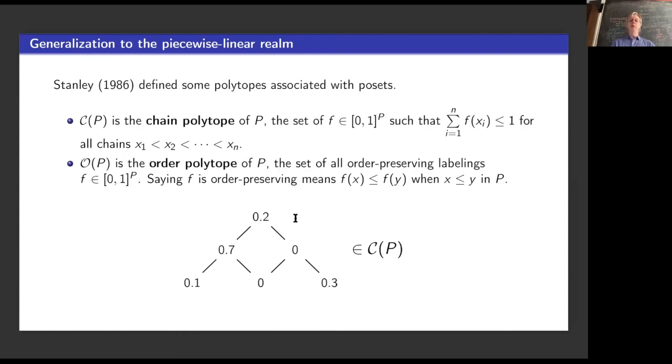All they are is labelings of some poset by real numbers, but subject to some inequalities. In the case of the chain polytope, your inequality says that the sum along any chain can never be more than 1. So this is an example of something that's in the chain polytope, but it's not order preserving. It's that 0.7 is smaller than the 0.2, so it wouldn't be in the order polytope. Here's something that would be in the order polytope, where it's an order preserving labeling like that.